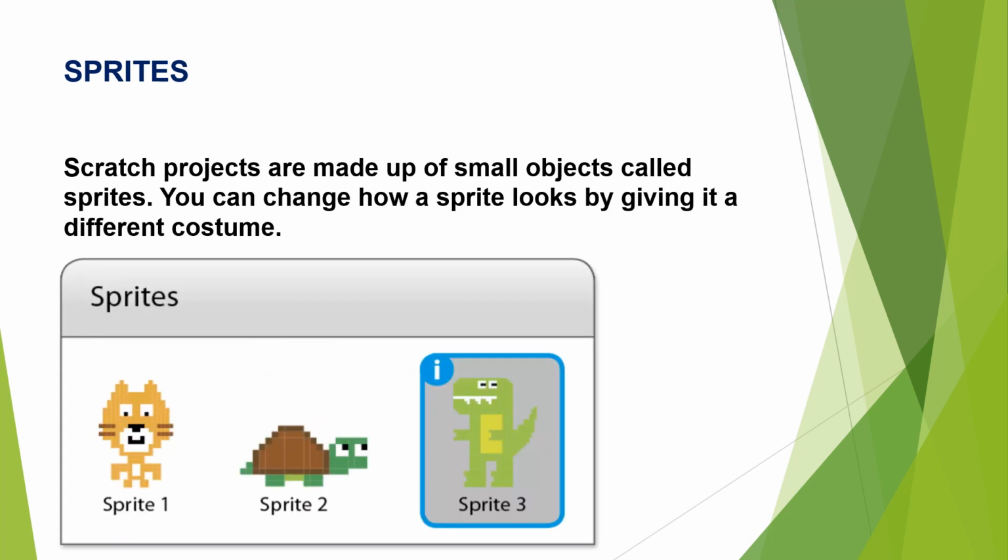Sprites. Scratch projects are made up of small objects called sprites. You can change how a sprite looks by giving it a different costume. You can choose your sprite to be an animal, a person, a food item, a sport, etc. You can use any image as a sprite: an image drawn in the Paint editor, an image uploaded from your computer, or an image dragged from a library.